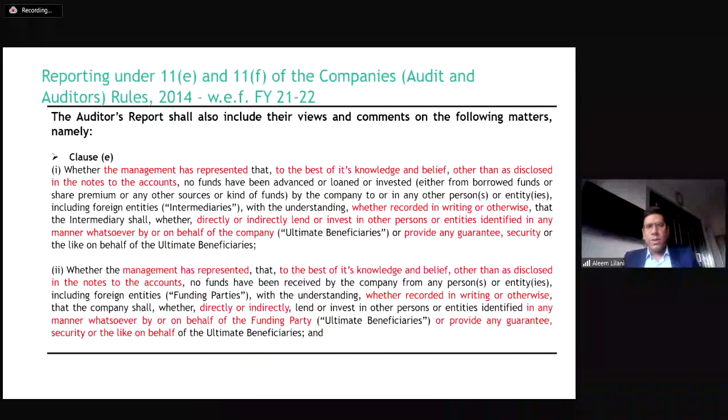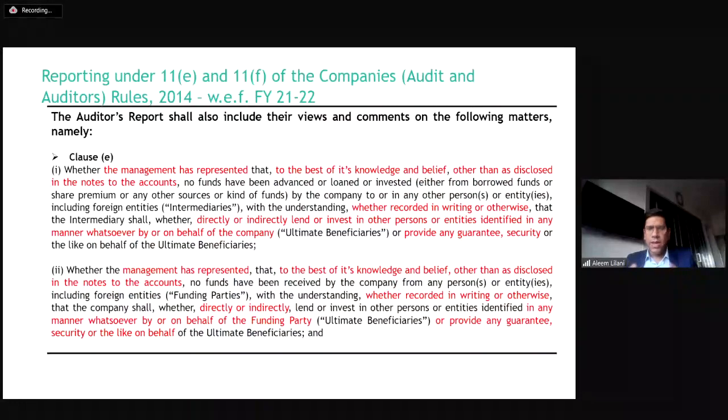Now, the new clauses that have come in very recently, applicable for this year, are 11E and 11F. In this clause, I did hear Sanjay sir say that we will have a detailed session on this, but I will just run you through quickly. This reporting has to come under the report on other legal and regulatory matters. It is related to something disclosed in Schedule 3, the new requirement for disclosure in Schedule 3. But they have put the onus on the auditor to take a look at what management is reporting there.